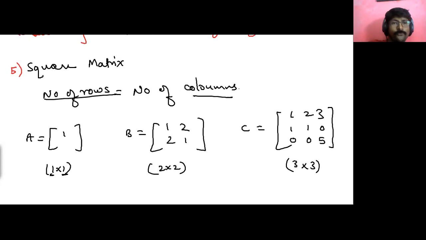Okay, what is the next thing? We finished, I guess, by now. Just the fourth one, isn't it? Or the fifth one we finished. Sixth one, what is the sixth type of matrix?